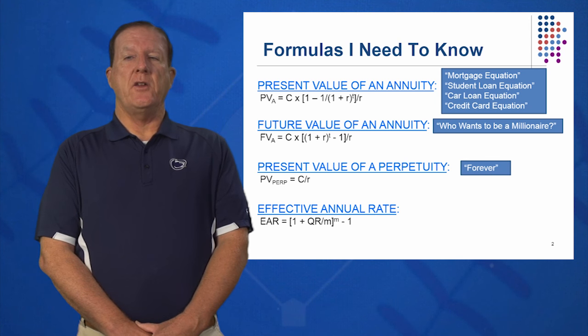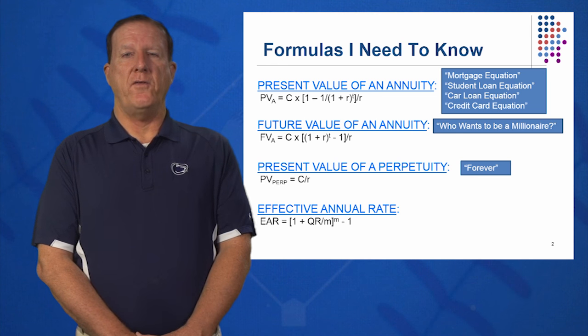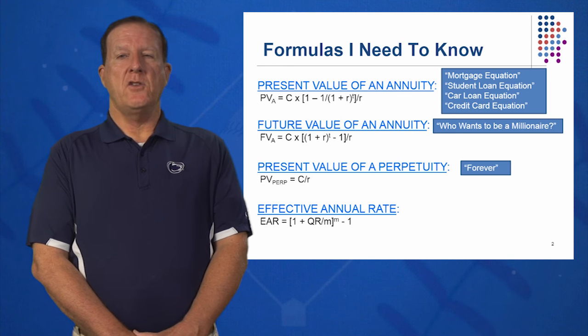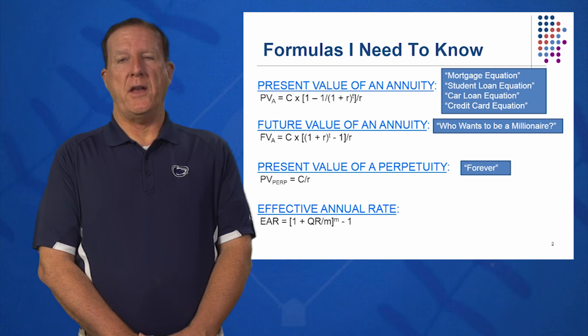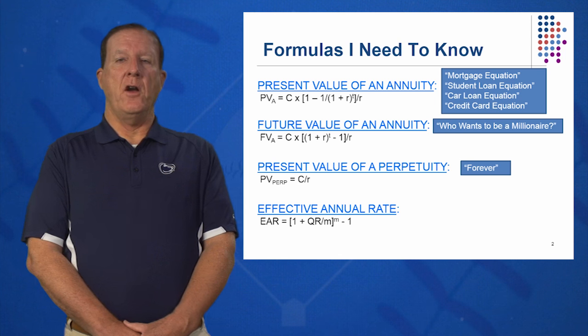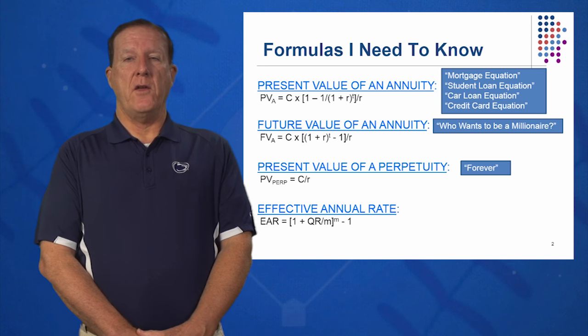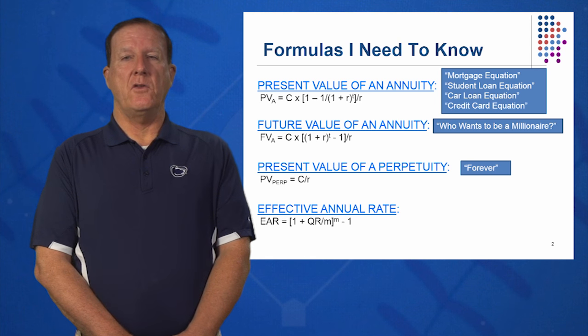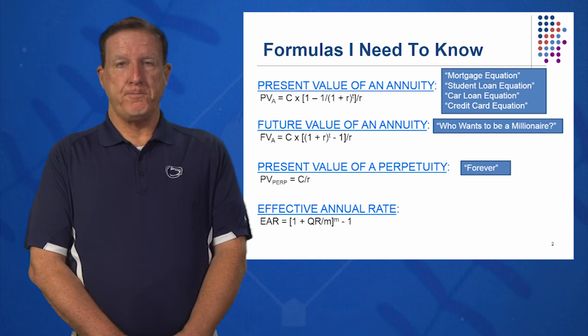The third key equation is present value of a perpetuity. This is derived from equation one, present value of an annuity. A perpetuity is just an annuity that goes on forever, same amount each year, same amount each month, keyword being forever. And this looks like the present value of an annuity where T goes to a very, very large number and you're left with C over R.